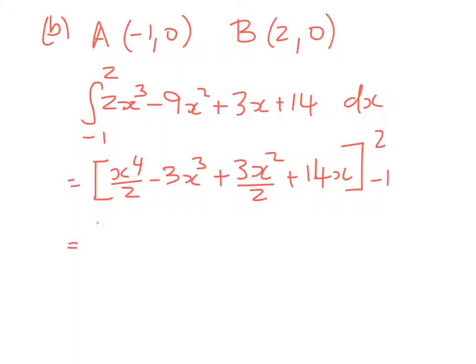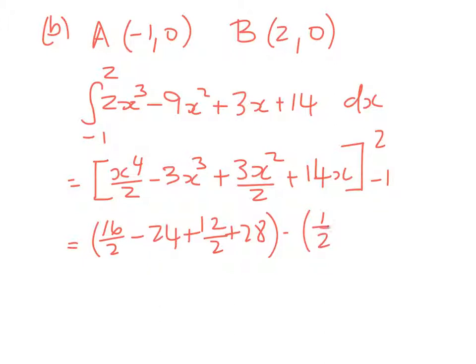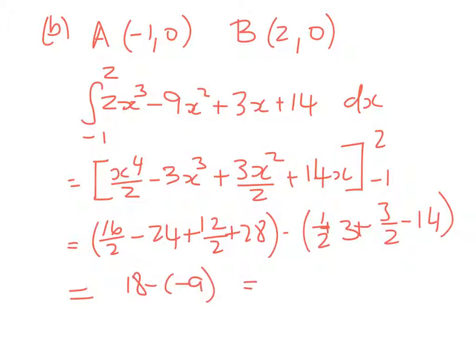Now when we put 2 in, that gives us 16 over 2 minus 24, add 12 over 2, add 28, and then take away, when we put negative 1 in, a half, add 3, add 3 over 2, minus 14. First bracket comes out to be 18, second bracket comes out to be negative 9, and 18 take away negative 9 is 27, and we don't know the units, so units squared.